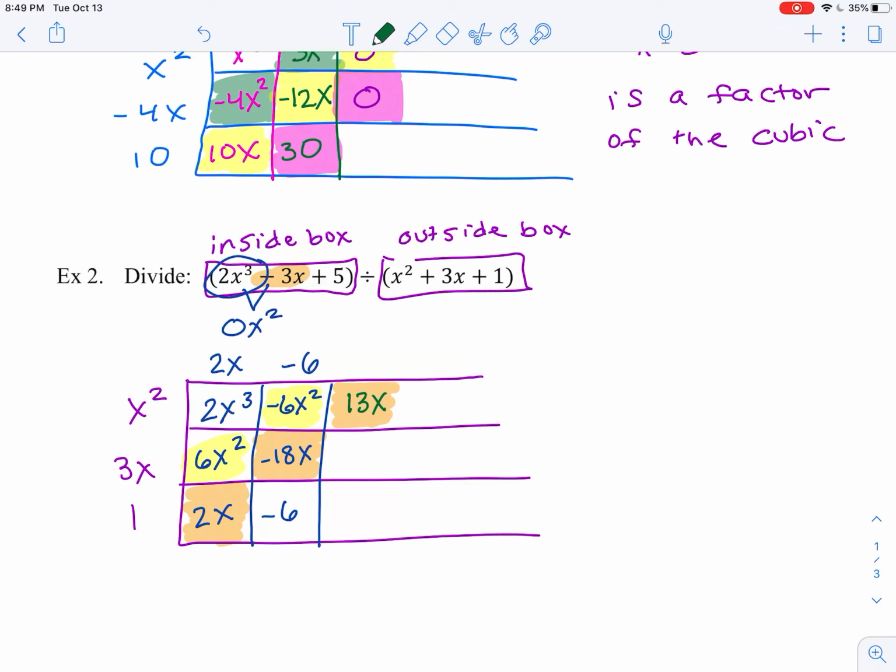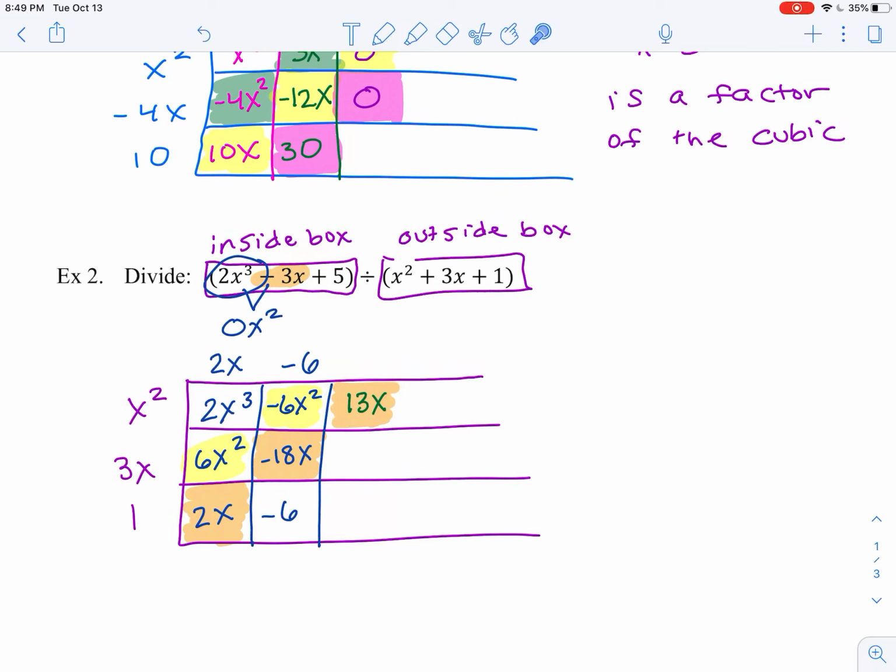And now I can start asking myself, okay, well, what would I need to multiply x squared by? You really can hear my dog in the background. I think she's choking up her dinner here. What would I need to multiply x squared by to get a 13x?